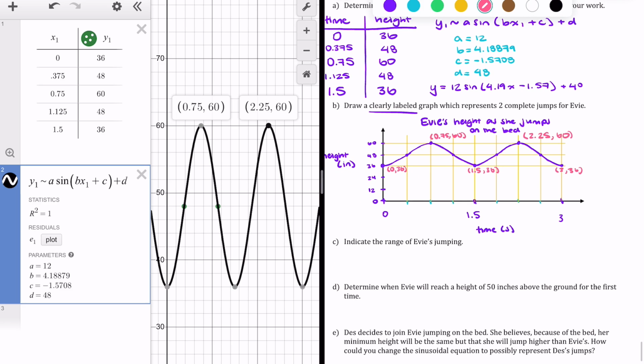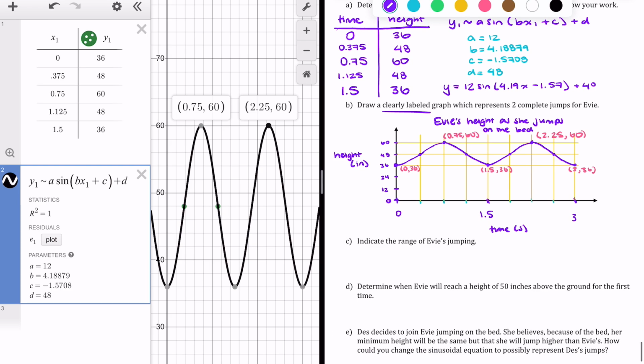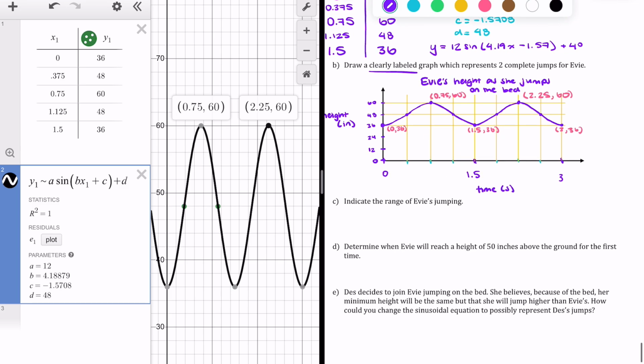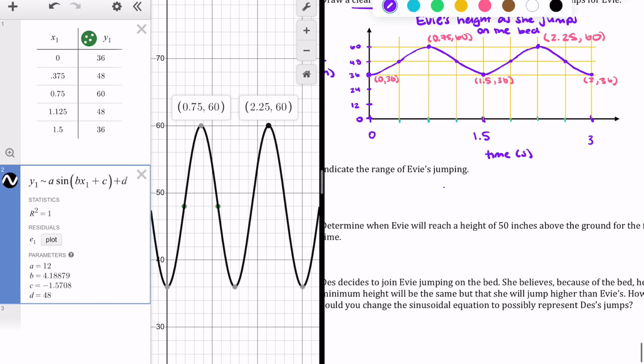All right. And that's my graph. So I have a title, scale, labels, all of the things that make my graph complete. Now, the next question says to indicate Evie's range. So the range is her min to her max. That should be pretty straightforward at this point, where I get 36 as the min, the max of 60.